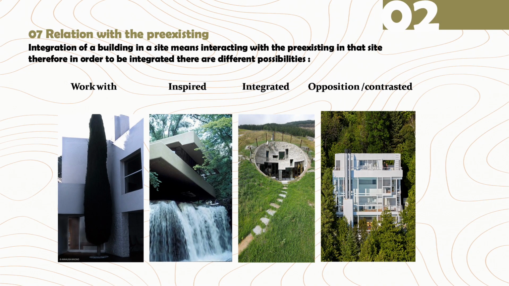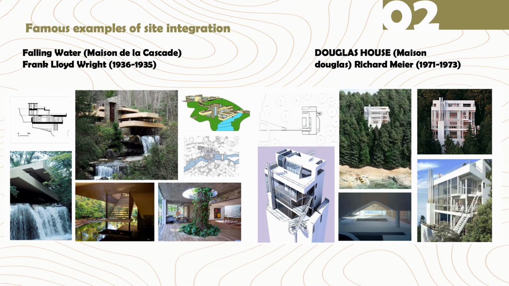Integration of a building in a site means interacting with the pre-existing in that site. Therefore, to be integrated, there are different possibilities: to work with the site, to be inspired by the site, to be integrated, or to contrast the site. Here are some of the world's famous projects, from 2 famous architects of the modern movement: The Falling Water House, by Frank Lloyd Wright, and Douglas House, by Richard Meier.